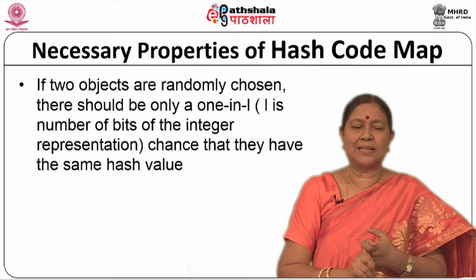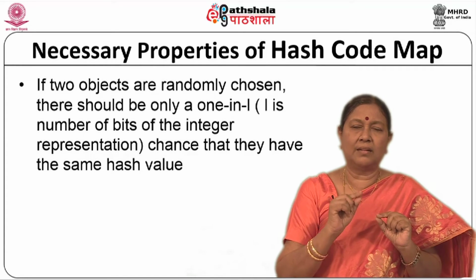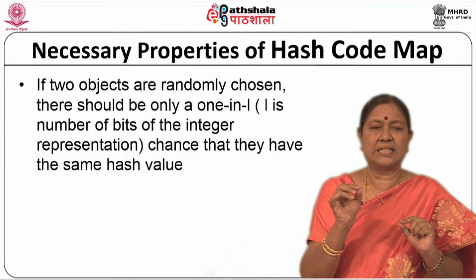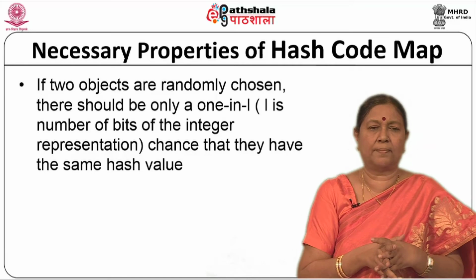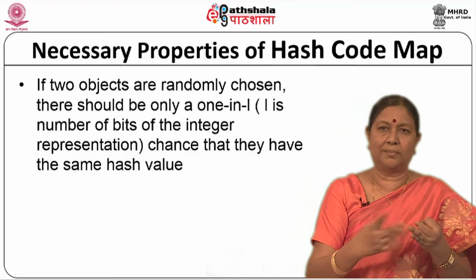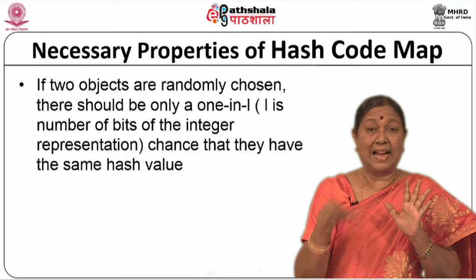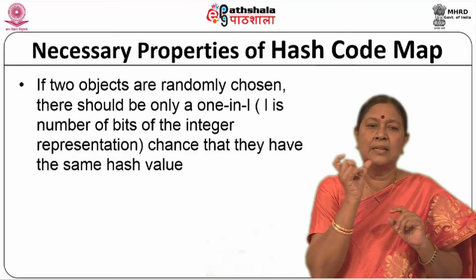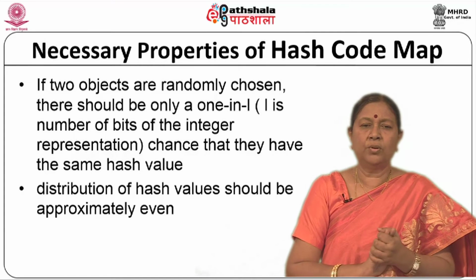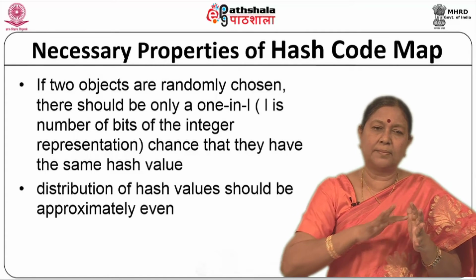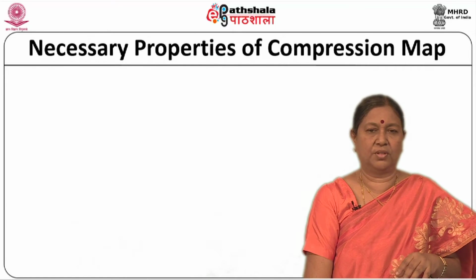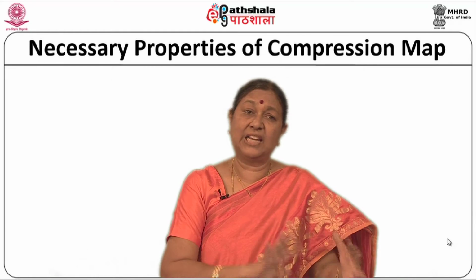If two objects are randomly chosen, there should be only a 1 in I chance, where I is the number of bits that you are using for the integer representation, that they have the same hash value. So, given two randomly chosen objects or keys, there should be only a 1 in I chance, I being the size of the integer representation, that they map to the same value. The distribution of hash values should be approximately even, either a uniform distribution or a Poisson distribution. Those are the necessary properties of the hash code map.